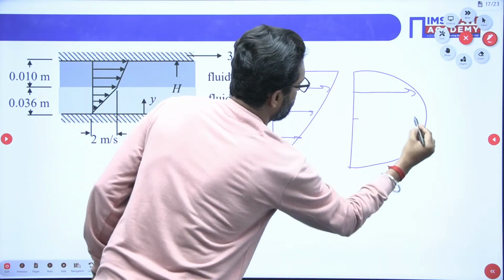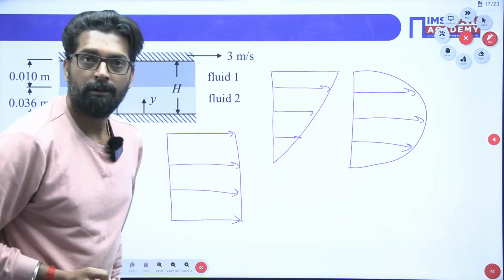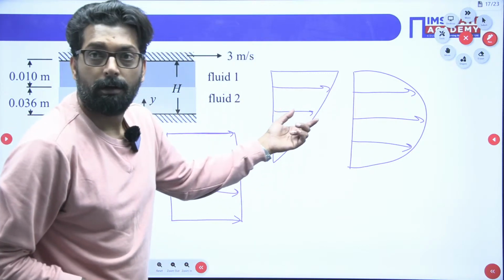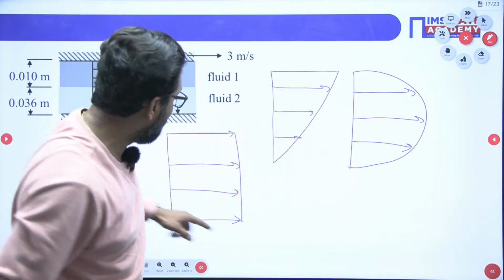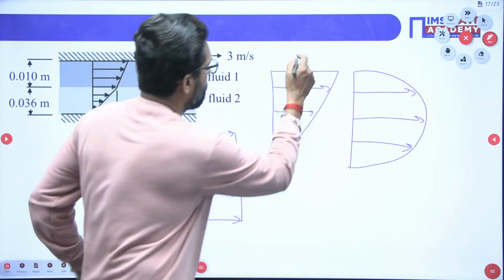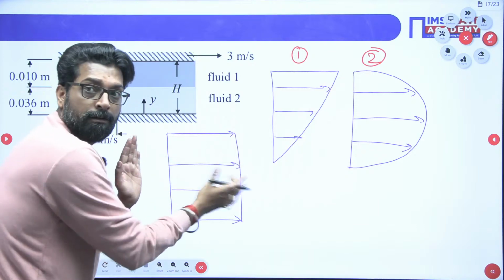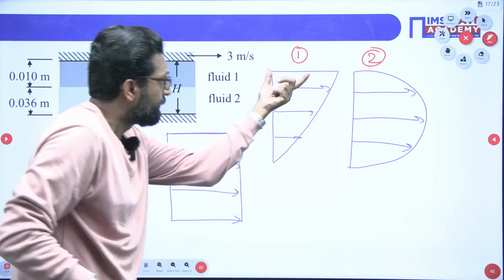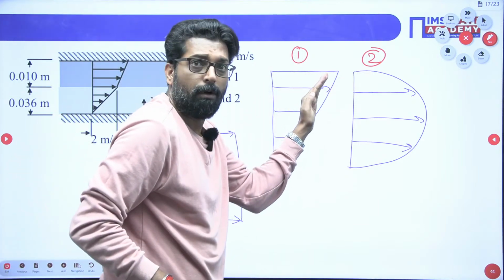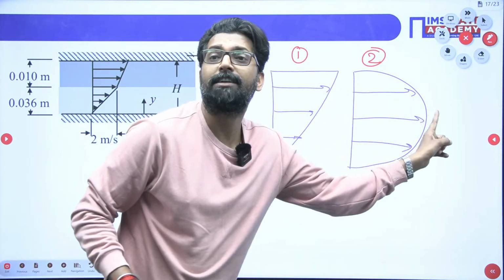Okay? The third velocity profile is there. So these are all in: case number first, case number second. This you have to disregard, cut it first. In this one, the velocity is different. All the layers have a different velocity. Clear?